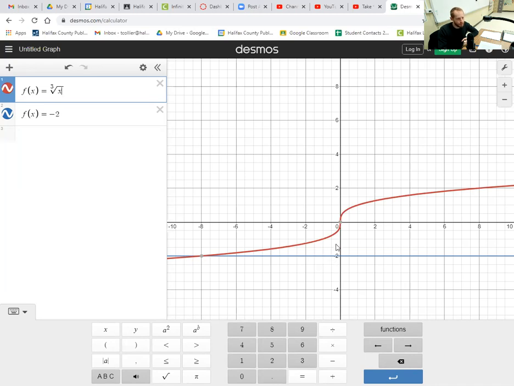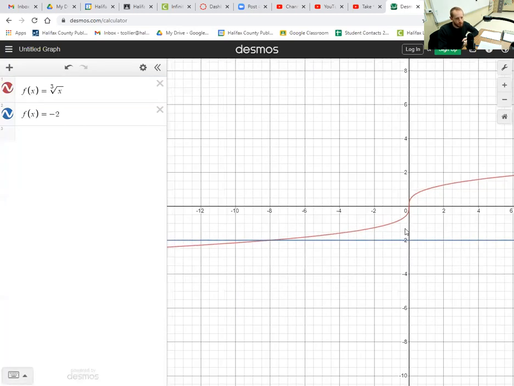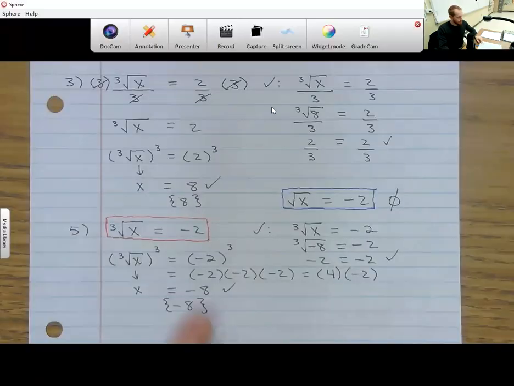So moving on to the left over here, what you'll notice is the red graph and the blue graph are going to intersect right here, which is the point -8, -2. So since these graphs actually cross, I know that going back to my equation over here, where is it? Let me get it. Going back to my red equation right here, this actually is going to have a solution. It's going to be -8.